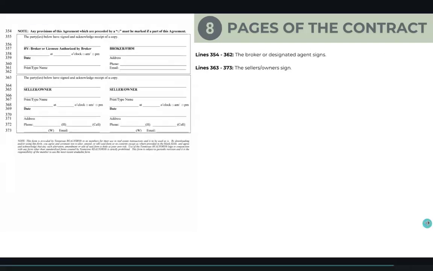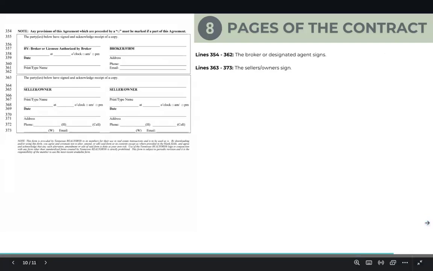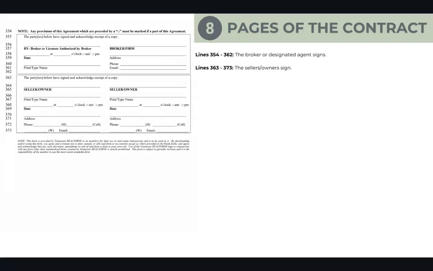Now we have the signing page. So lines 354 to 362, the broker or designated agent will sign. And then lines 363 to 373, the sellers and owners will sign.